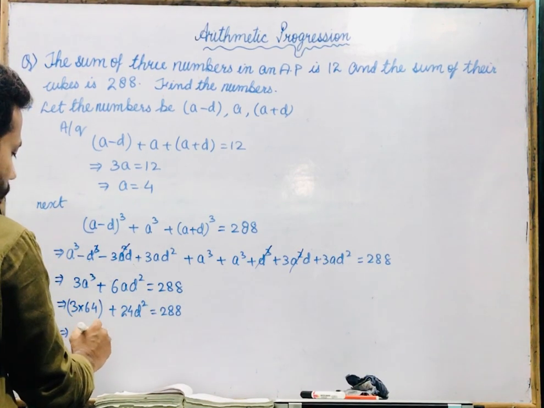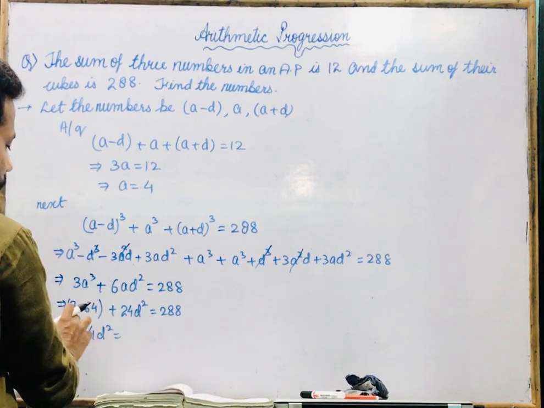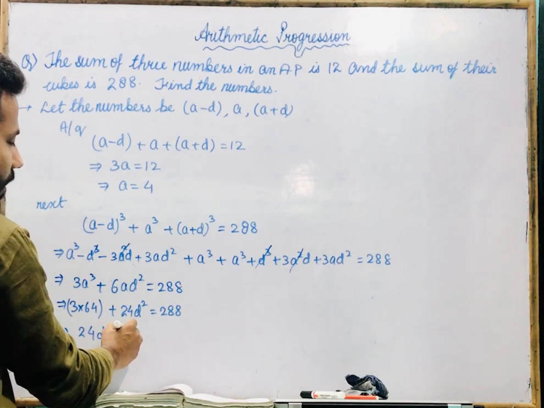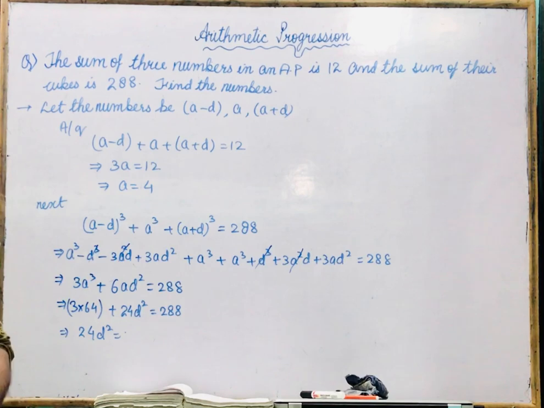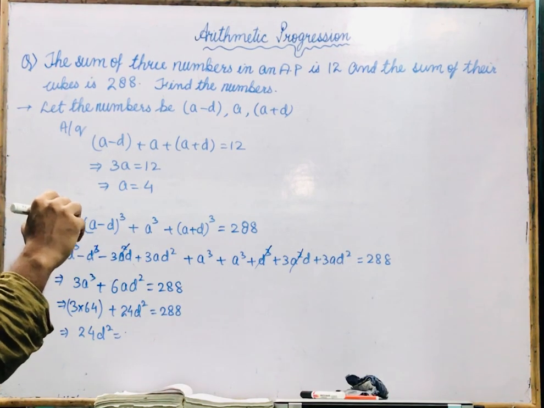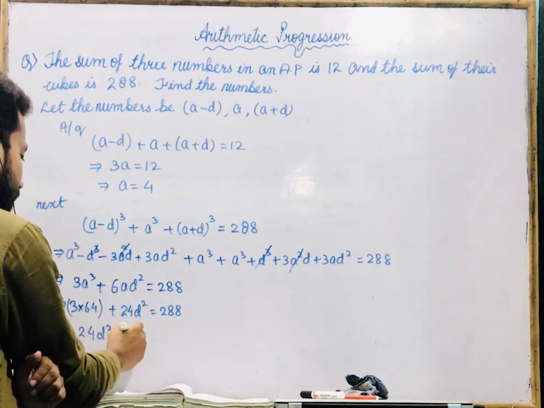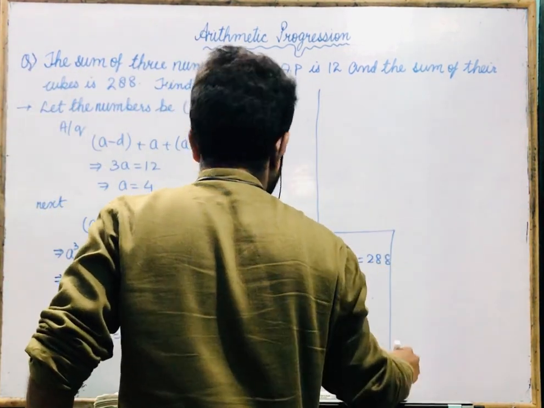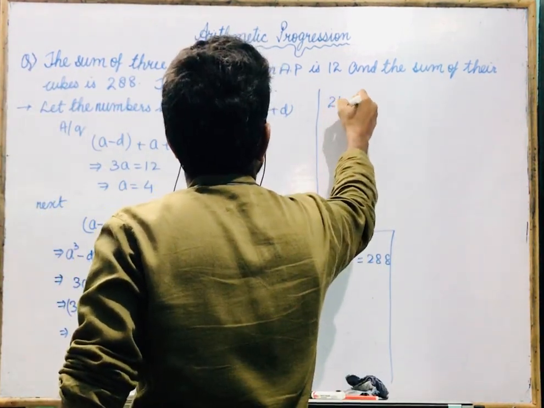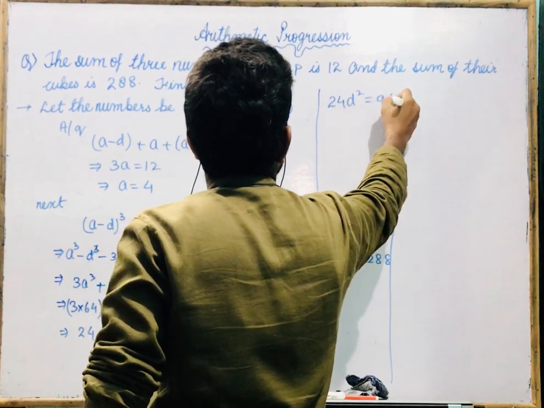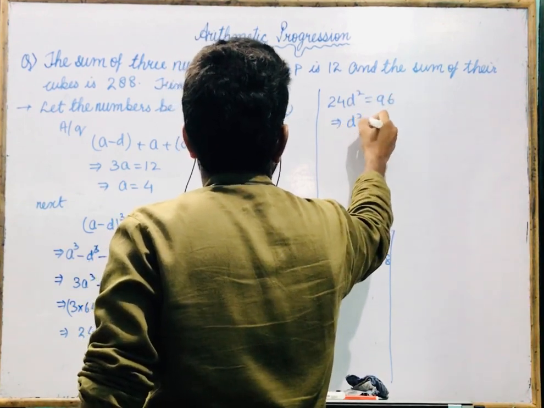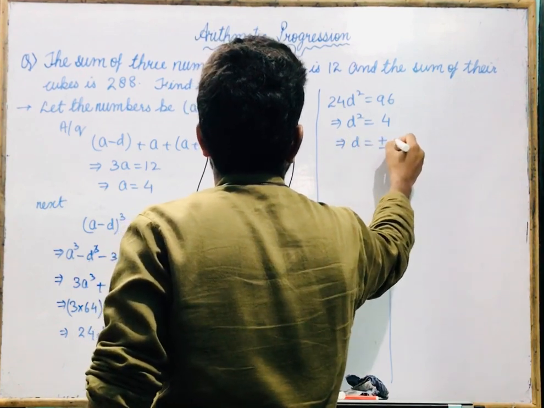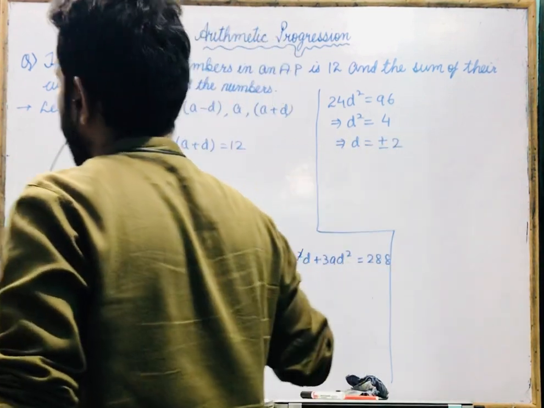So 24d square equals, how much is this? 192 plus 24d square equals 288. What is 288 minus 192? 96. Correct. 24d square equals 96, so d square equals 4, so d equals plus minus 2. Can you solve after this?